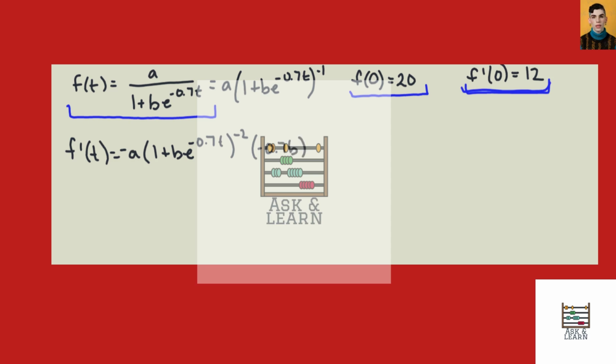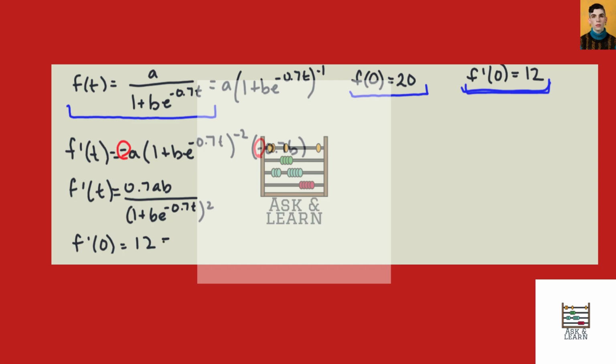Okay, so let's rewrite this derivative. Notice that we have a negative in two places. We have negative a and we have negative 0.7, so negative times negative is positive. So we have 0.7 ab over 1 plus b e to the negative 0.7 t quantity squared. So that is one relationship we have. We have the derivative, and what we know is that the derivative equals 12 when t is 0. So f prime of 0 is 12.